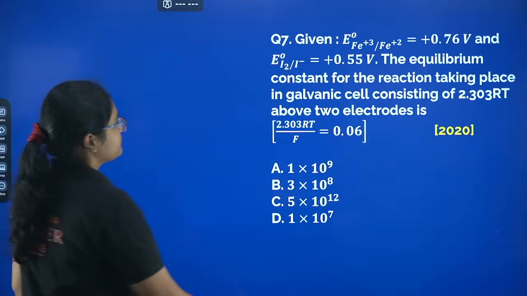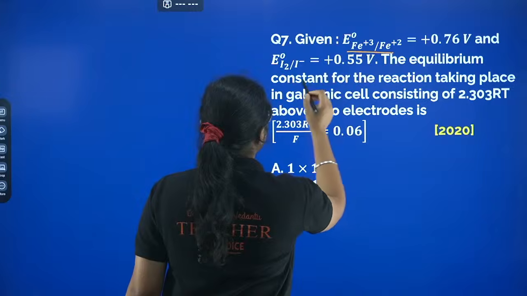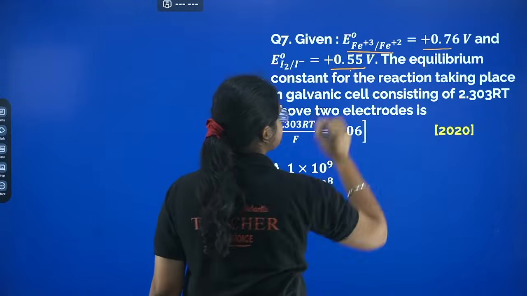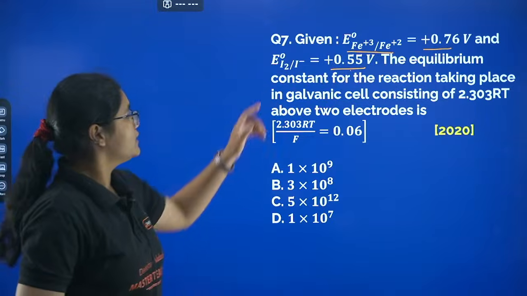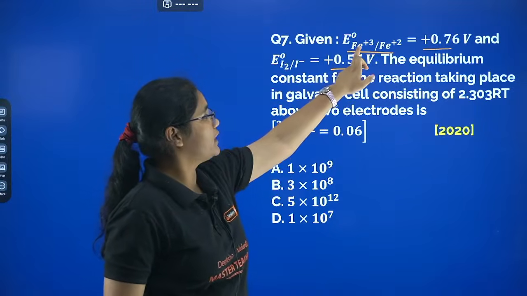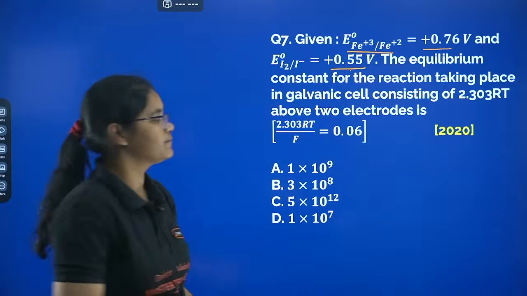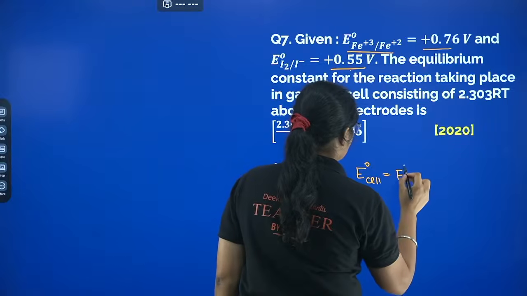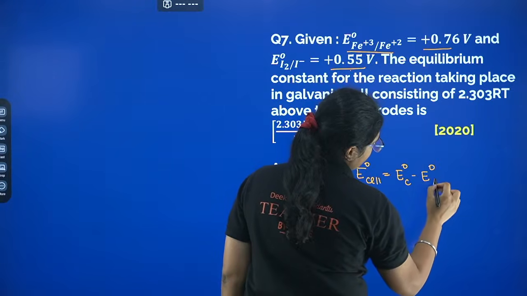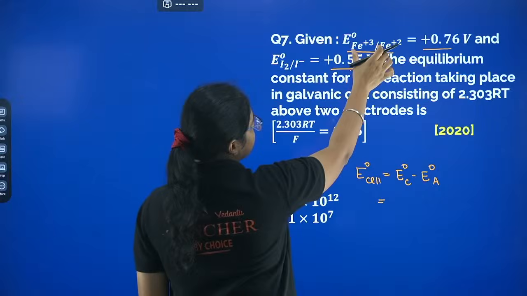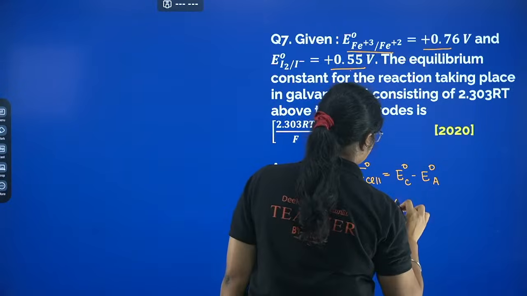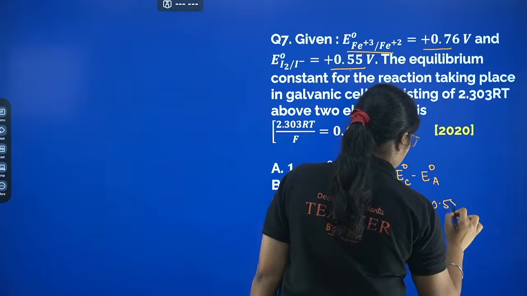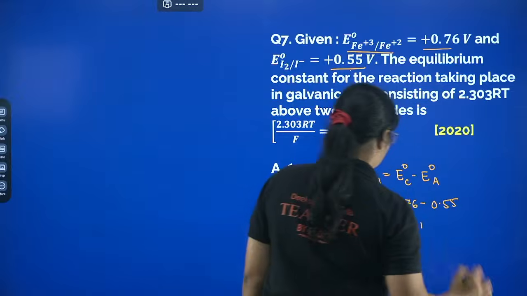Let's see. So you have Fe plus 3 to Fe plus 2, and I is there, right? If you see, this one has a higher reduction potential and this one has a lower reduction potential. That means this one will undergo reduction and this one will undergo oxidation. So what is E naught of the cell? That is equal to E naught of cathode minus E naught of anode. My cathode is this Fe plus 3 to Fe plus 2, which has the higher reduction potential. E naught of anode is 0.55, so that gives me 0.21, right?